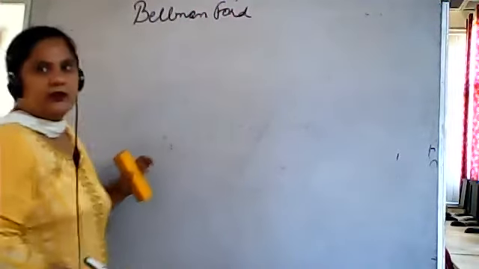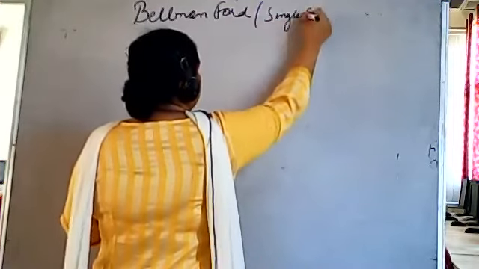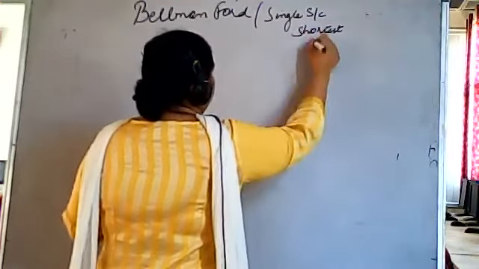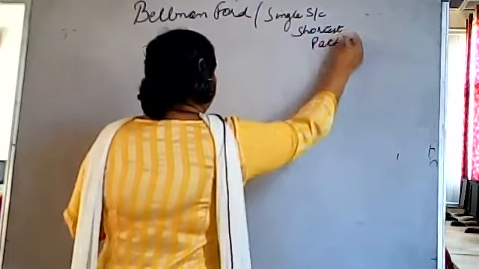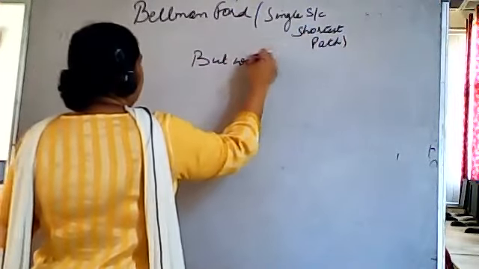This is again single source shortest path, but with negative edges.